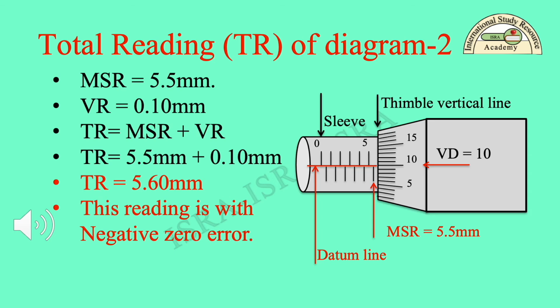Total reading TR of diagram 2. Main scale reading MSR is equal to 5.5 mm as visible from the diagram. Vernier reading as calculated VR is equal to 0.10 mm. Total reading TR is equal to MSR plus VR. Substituting the values, TR is equal to 5.5 mm plus 0.10 mm. Total reading TR is equal to 5.60 mm. This reading is with negative zero error.